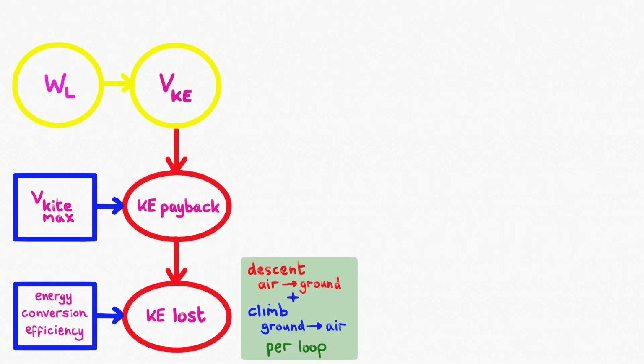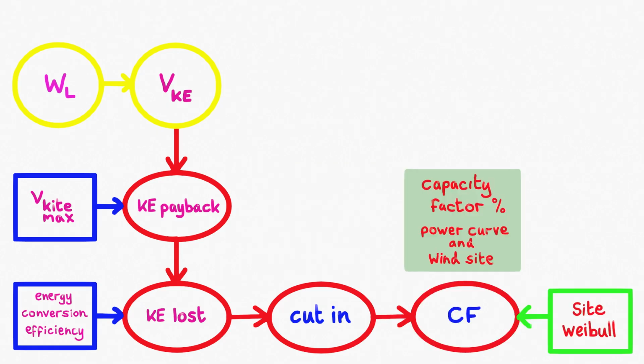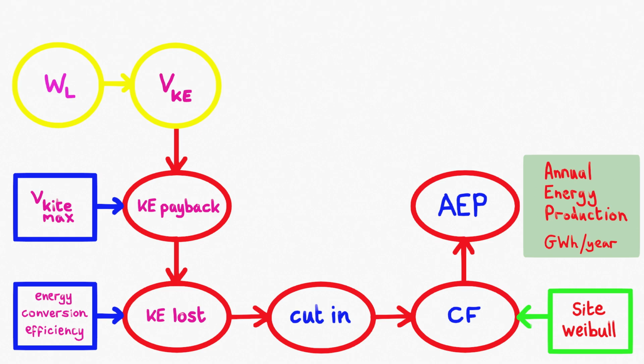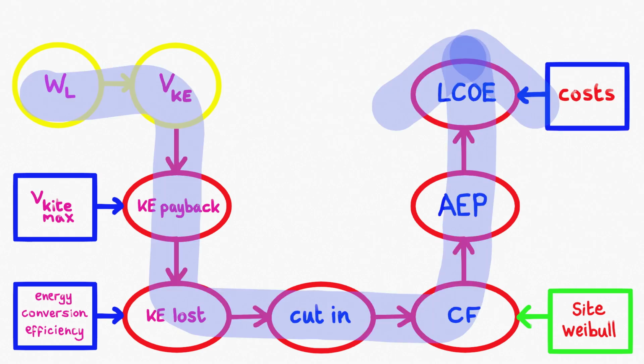The aerodynamic energy has to replace the kinetic energy lost instead of generating power to the grid, so it pushes the cut-in to higher wind speeds. This reduces the capacity factor and annual energy production, and increases the levelized cost of energy.